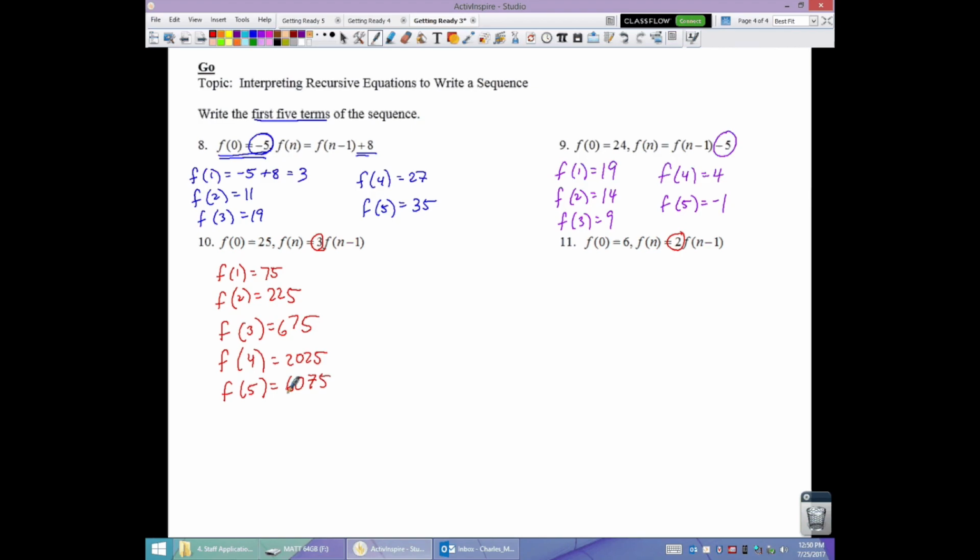And one more. Number 11, we're starting with 6 and then multiplying by 2. So f of 1 would be 12. Multiply that by 2, 24. By 2 again, 48. By 2 again, 96. And by 2, one last time, 192.